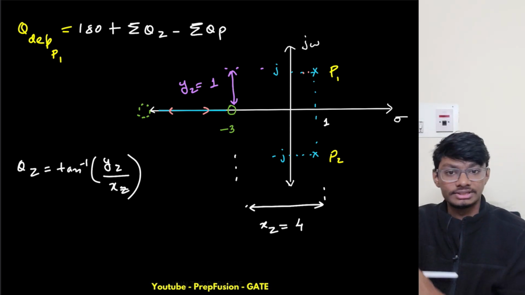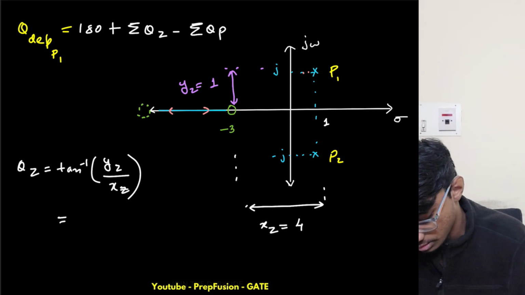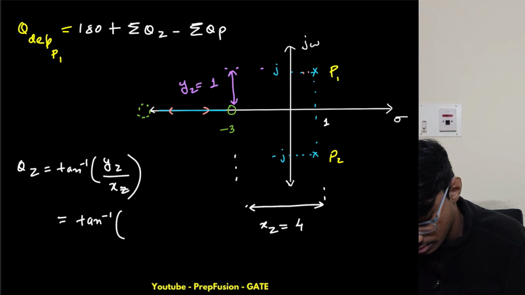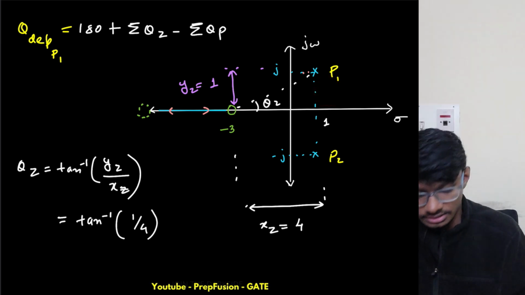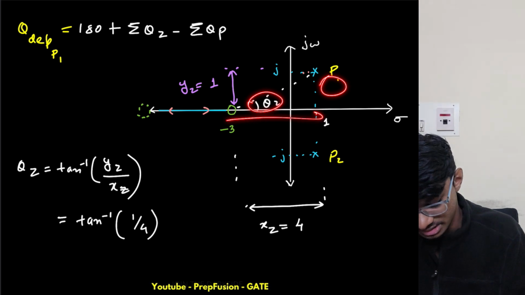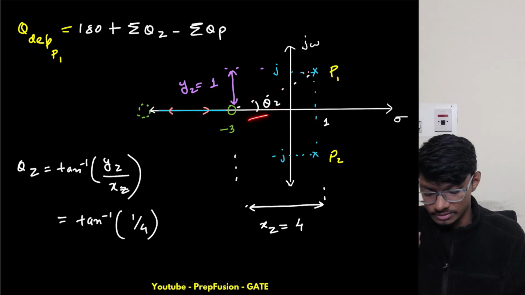So as both of them are positive, what is this equal to? This is equal to tan inverse 1 by 4. So this is the angle that I am interested in, theta z. What is tan theta z? It is height upon base. So that is what exactly I am calculating with respect to the x-axis.